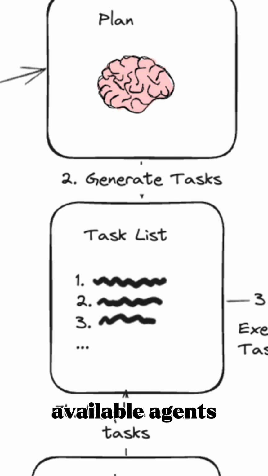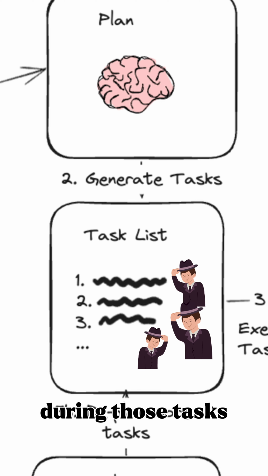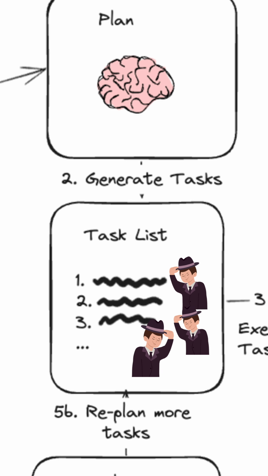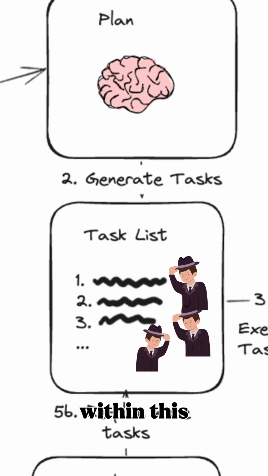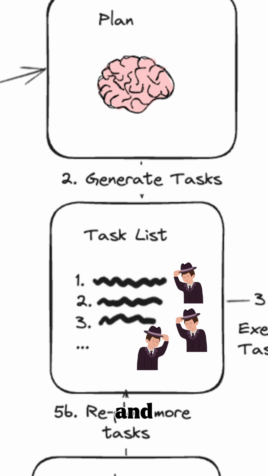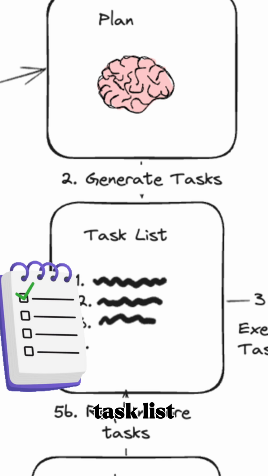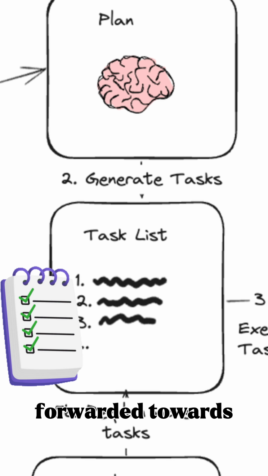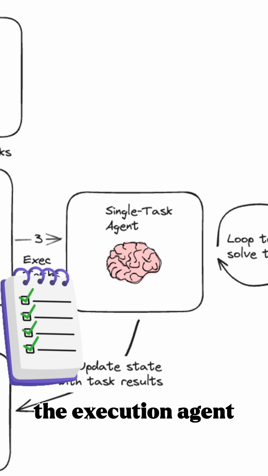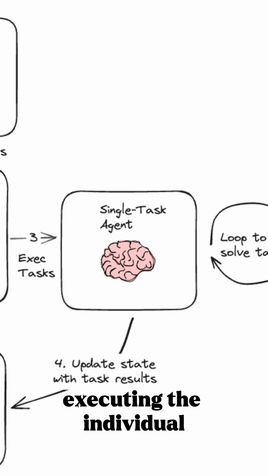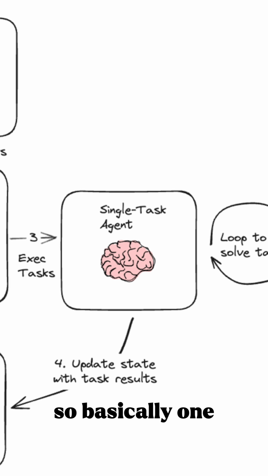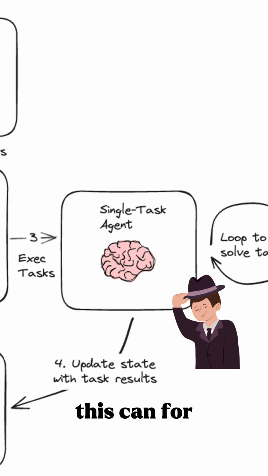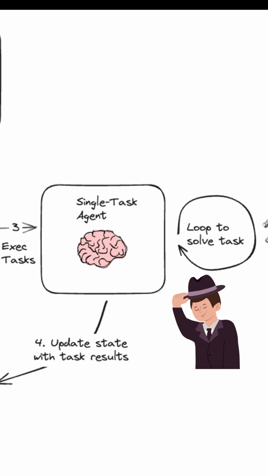It has available agents which it can call during those tasks, and it also tells what the individual agent needs to do within this individual task. The result of the planner agent is then the task list, and the task list is forwarded to the execution agent, which is basically executing the individual tasks. So basically one agent being called. This can, for example, call a React agent, basically an agent which can call tools.